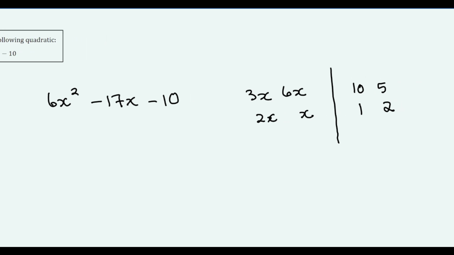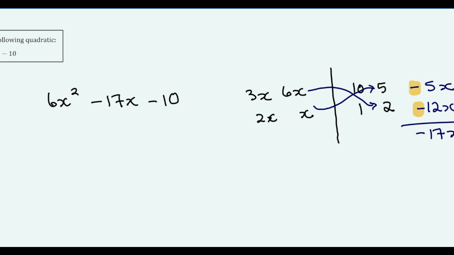Now, we want negative 17x. Now, it might appear that there's more than one way that this can happen. Let's look at the one way. 6x times 2 is 12x, and x times 5 is 5x. Now, you might think, wait, let me make both negative, and then I'll have negative 17x. But the problem with that is that negative times negative is not negative, it would be positive. So this is not the right combination.